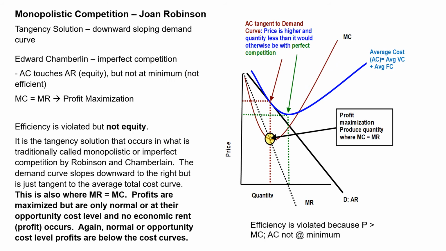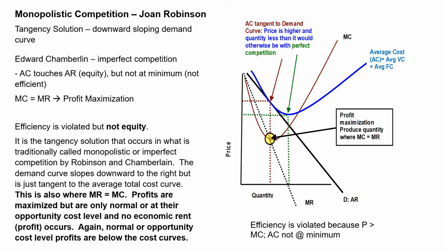But the criteria for efficiency is not met because you're being paid a bit more than you would otherwise be paid. So restating this again, when we talk about monopolistic competition and perfect competition, monopolistic competition coming from Joan Robinson, it's also called the Tangency Solution. And Edward Chamberlain with the imperfect competition, same exact concept. But anyway, the takeaway is that at the very bottom here, profits are maximized, but only normal at their opportunity cost level, and no economic rent profit occurs. Again, normal or opportunity cost levels are below the cost curves. The idea, what we're getting at here, is that we meet the conditions of equity.